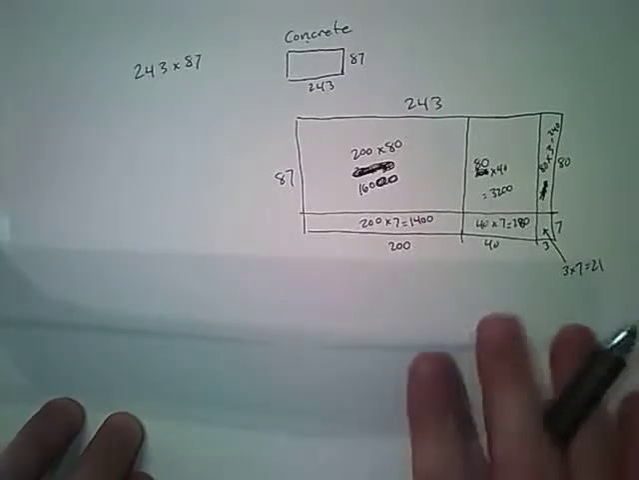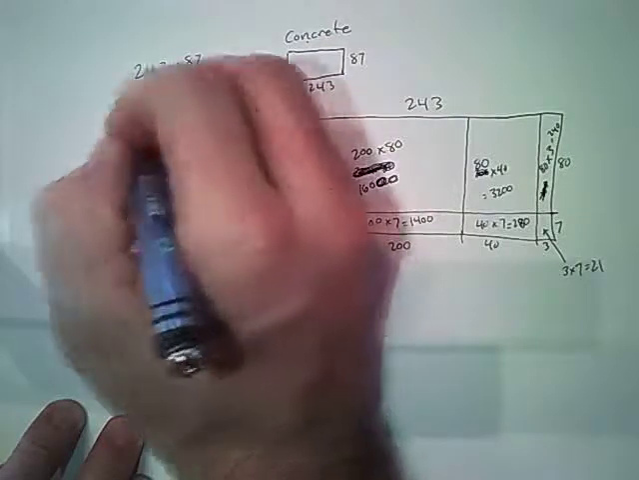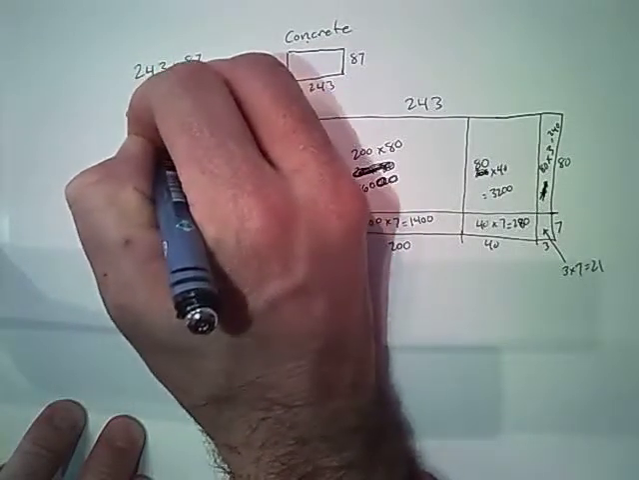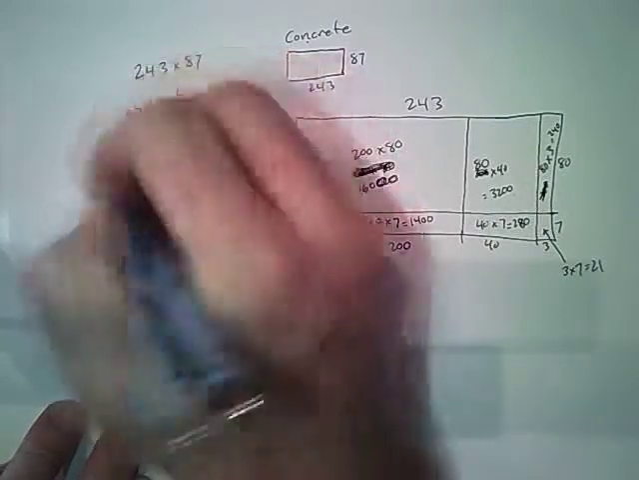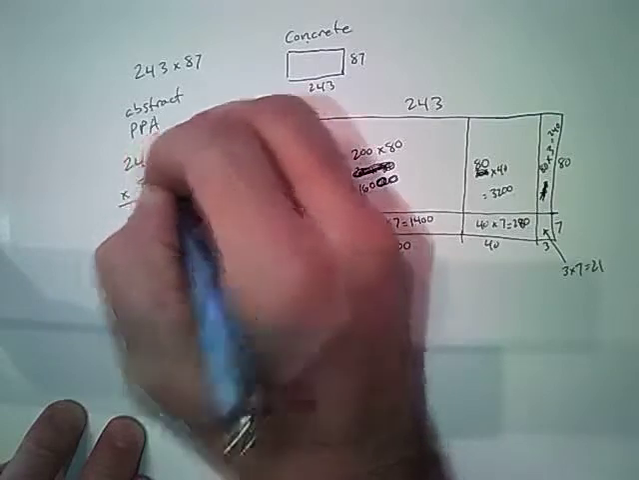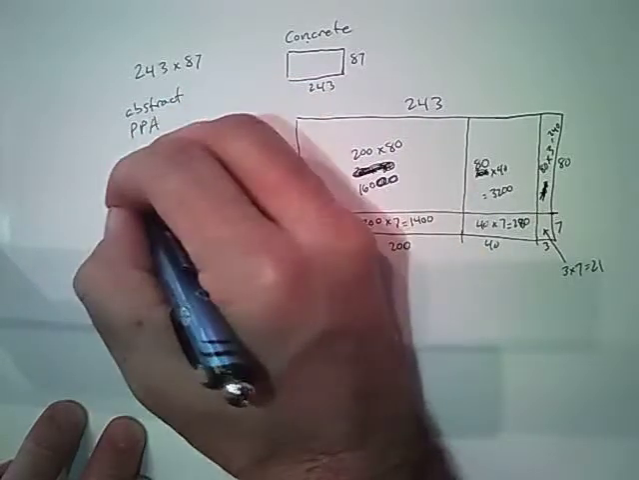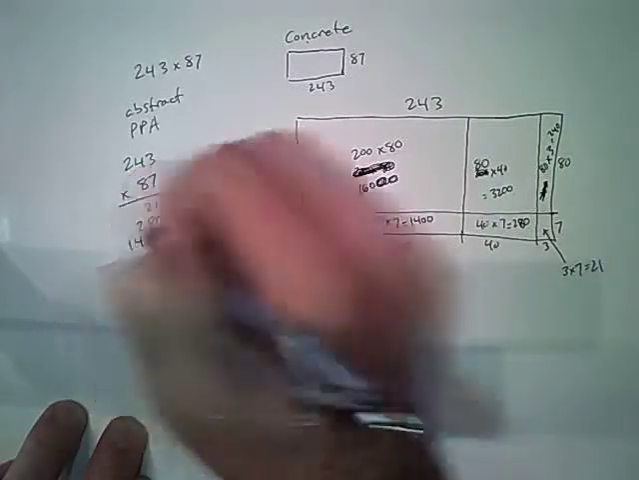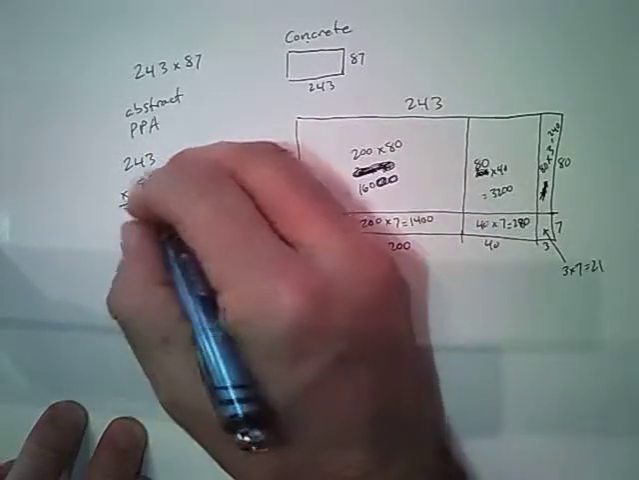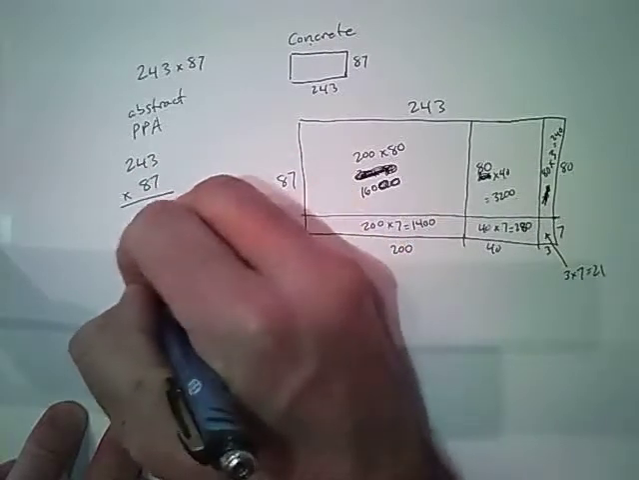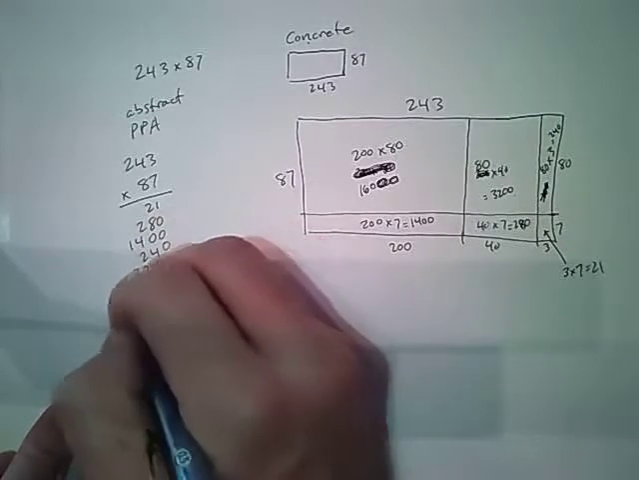Okay, so it's very concrete at this level. Now we're going from the concrete to the abstract, which is the partial products algorithm. So this is 243 times 87. 7 times 3 is 21. 7 times 40 is 280. 7 times 200 is 1400. 80 times 3 is 8 times 3 with a 0, so 240. 80 times 40 is 3200. And finally, 80 times 200 is 16,000.